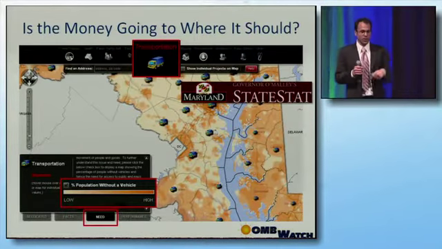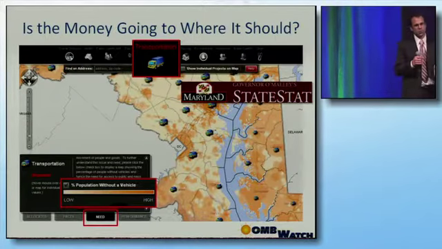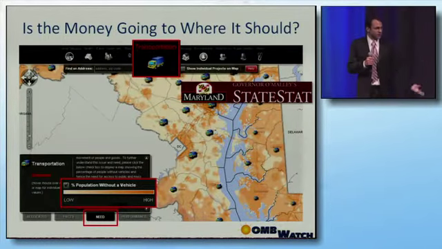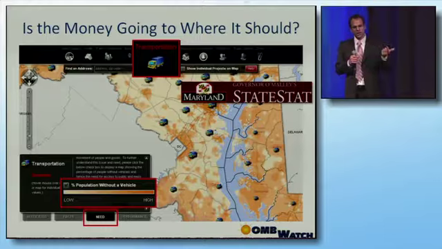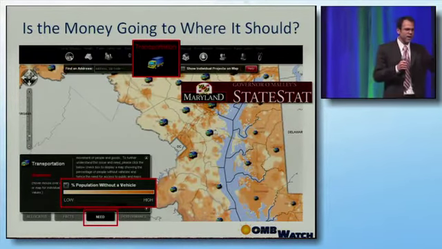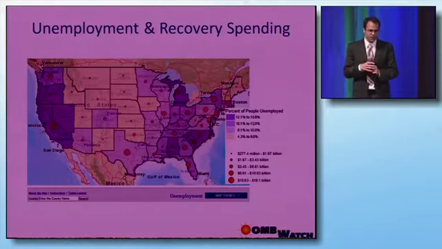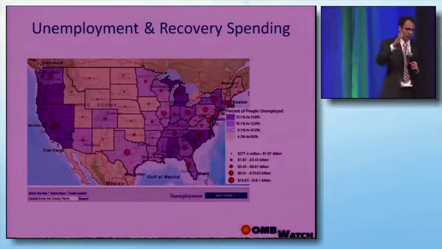Maryland, however, has a program called StateStat. And they subdivide it a little bit further. And in this case, what we're looking at is transportation needs. So if you look at this, this is the percentage of population without a vehicle and recovery spending on transportation dollars in that area. And you can see where it was directed.